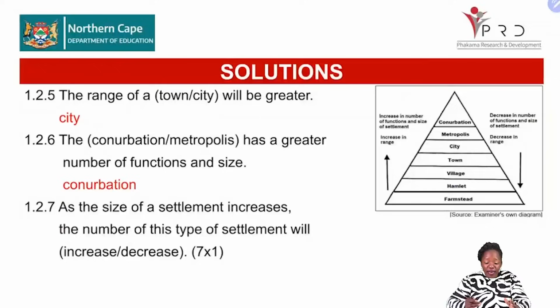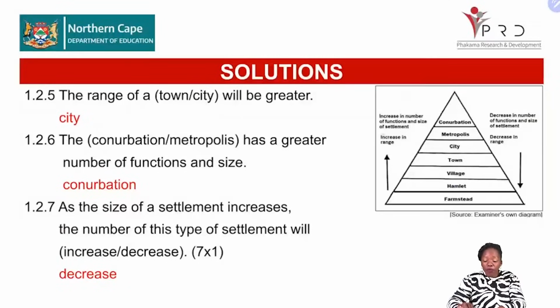So greater number of functions and size. We are looking in terms of the hierarchy. You can see that the conurbation is higher than your metropolis, so therefore your conurbation becomes the answer. Then your 1.2.7, as the size of a settlement increases, the number of this type of settlement will decrease. Remember, I said you are guided by these arrows.